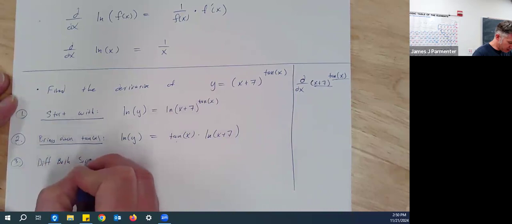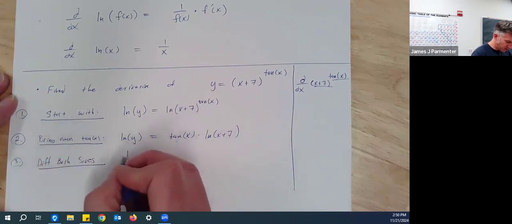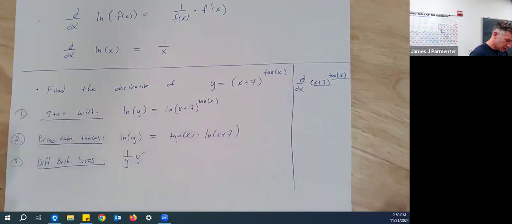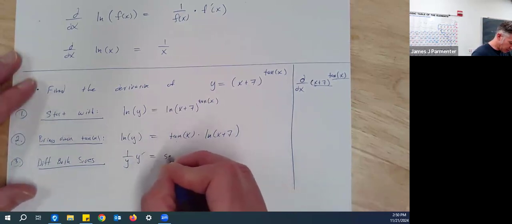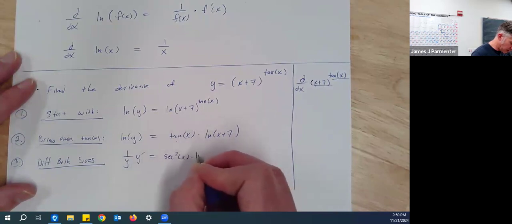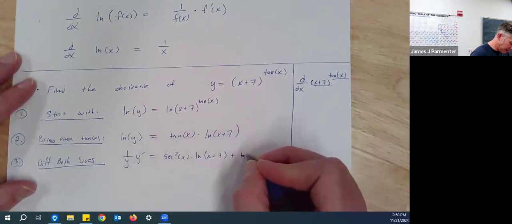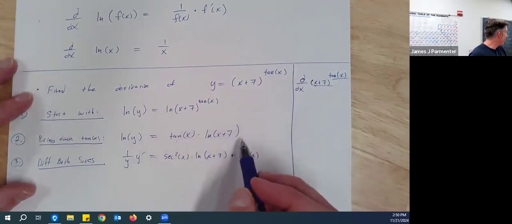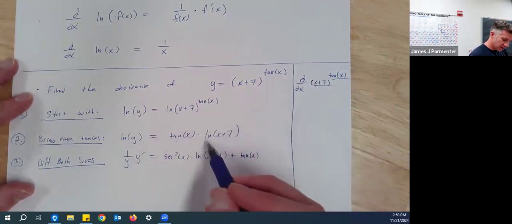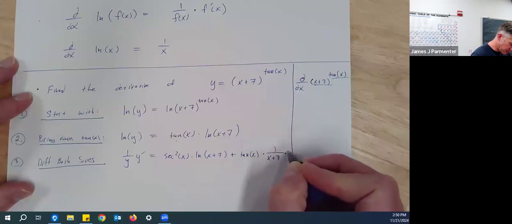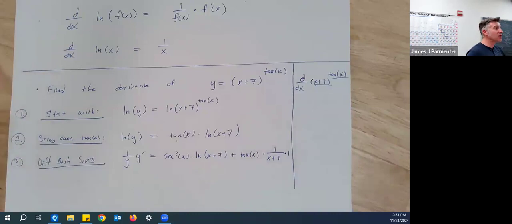And again, it's almost always going to work out that on the left-hand side, you have 1 over y times y prime. On the right-hand side, you're going to have to use the product rule. Derivative of tangent is secant squared of x. Leave the other piece alone. Plus, now you leave the tangent of x alone. And the derivative of the natural log of some stuff is 1 over the stuff times the derivative of the stuff, which is just 1 in this case. But still good to be thinking about the chain rule, even when the stuff is pretty straightforward.